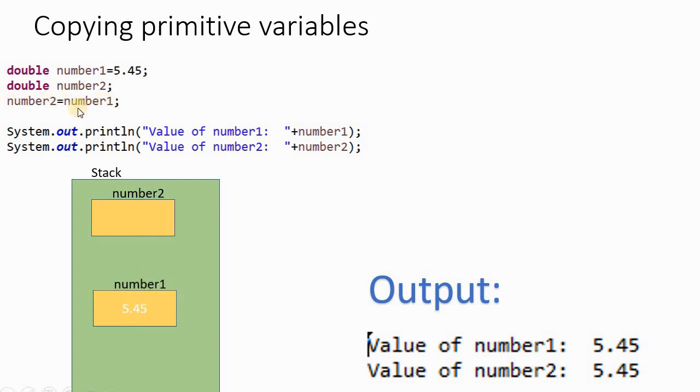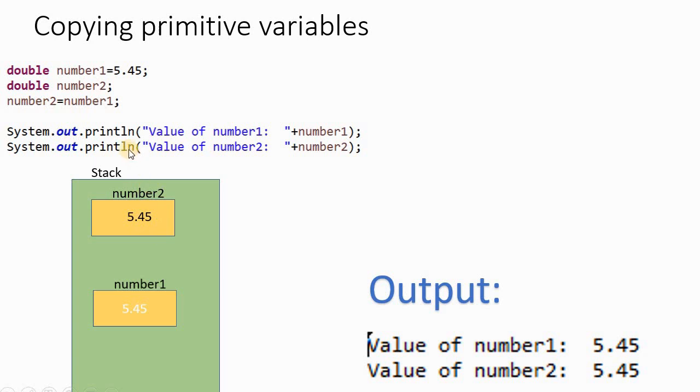And in the third line, we have an assignment. We are assigning number 1 to number 2. So we are assigning the value of number 1 to number 2. And what is the value of number 1? It's 5.45. So 5.45 is assigned to number 2.